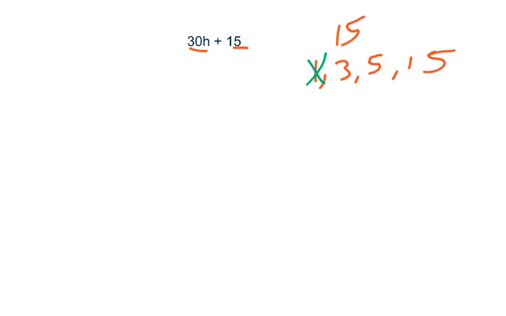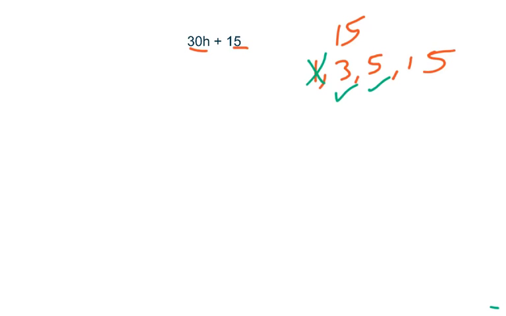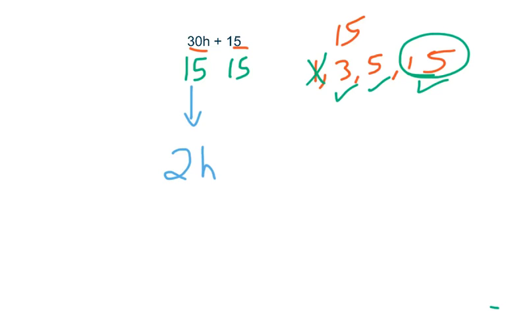So the next number, 3. Does 3 go into both of those? Yes. Does 5 go into 30? Yes. Does 15 go into 30? Yes. So the biggest number that you can divide both of them by is 15. So we're going to divide both of these by 15. And then you ask yourself, what do you have left over? So 30h divided by 15 is 2h. 15 divided by 15 is 1.